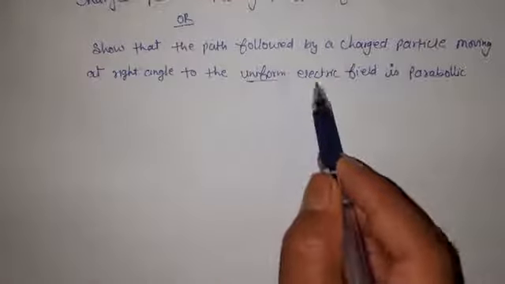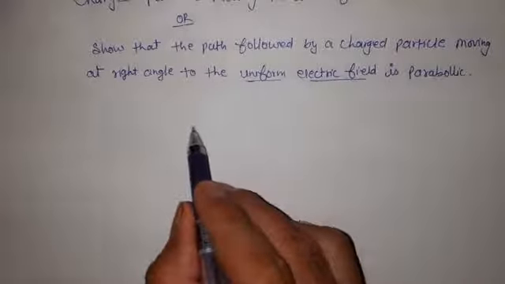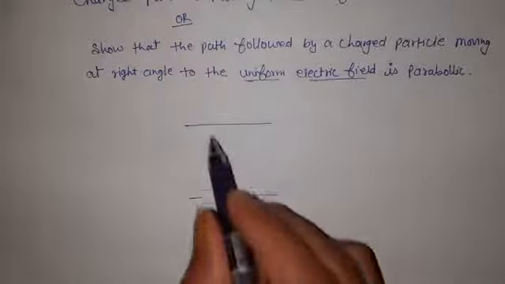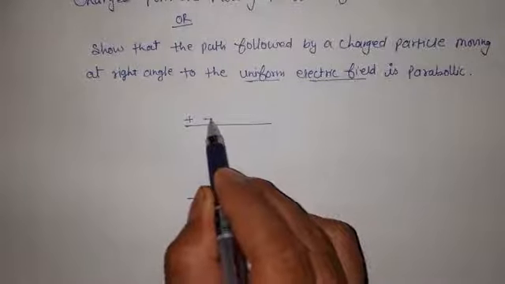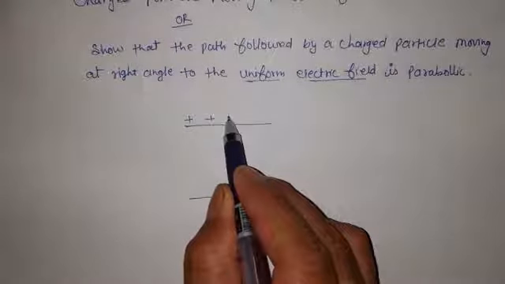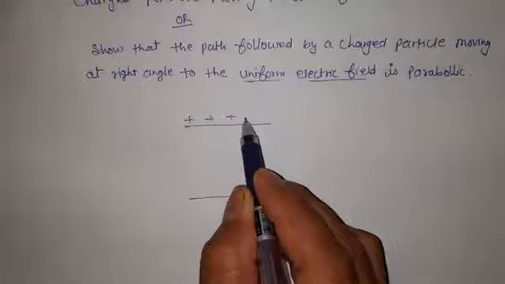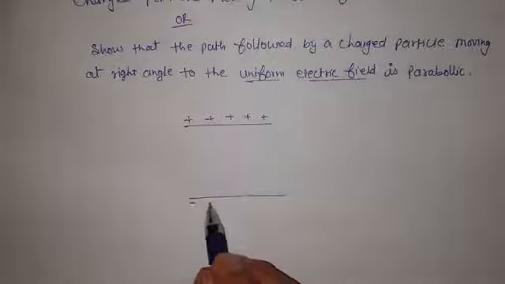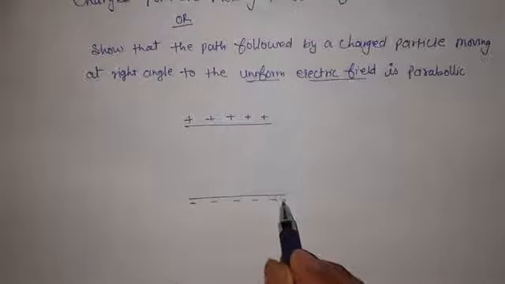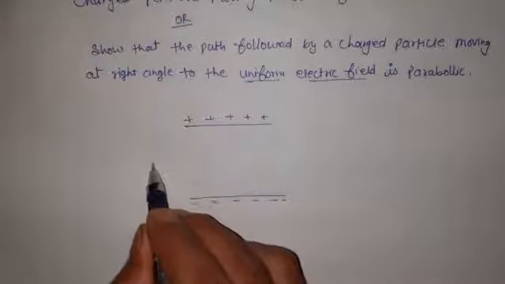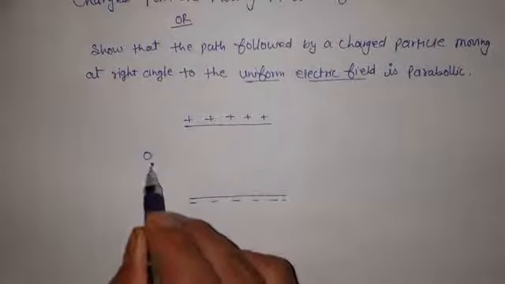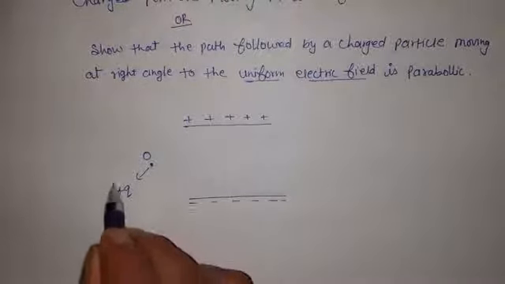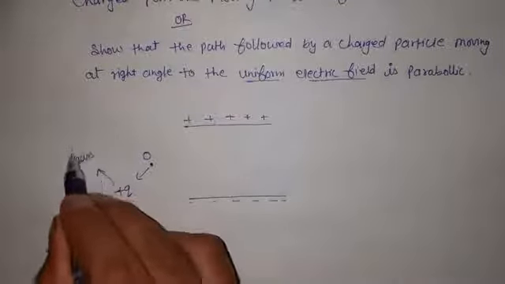Here it is a uniform electric field. For this purpose I am going to suppose that this uniform electric field is maintained by oppositely charged plates. One is positively charged while the other is negatively charged. This is the negatively charged plate, and there is a charge at point O, which is a positive charge Q, having mass m.